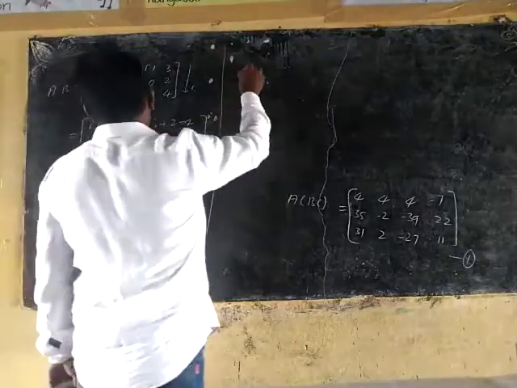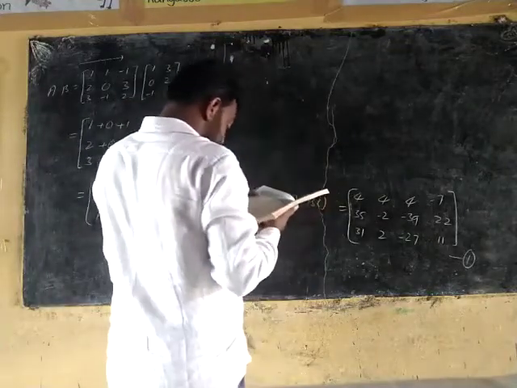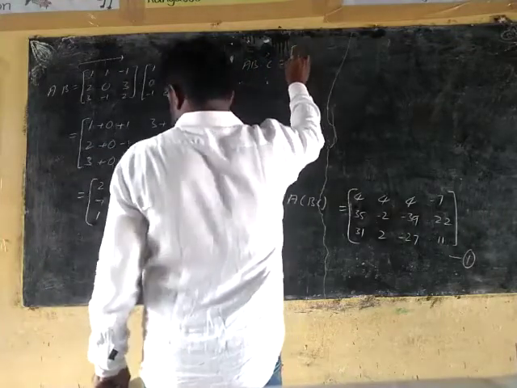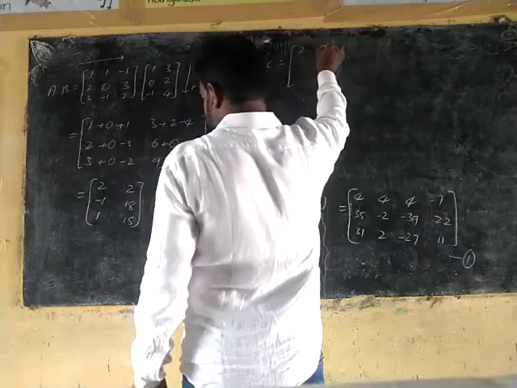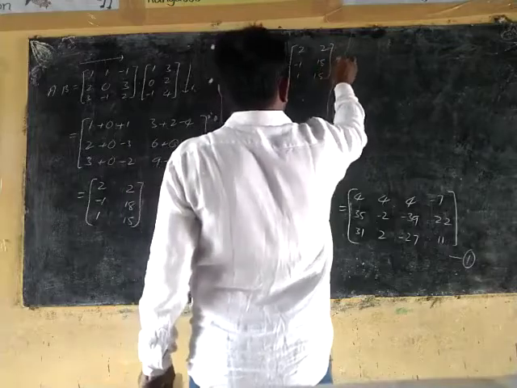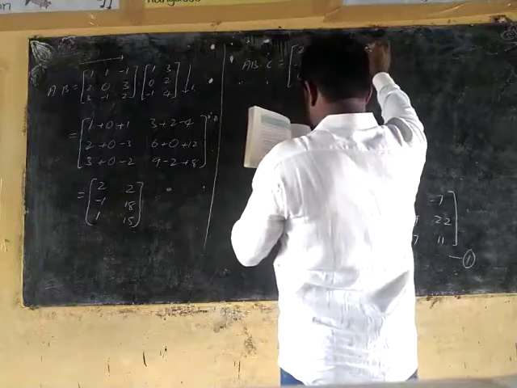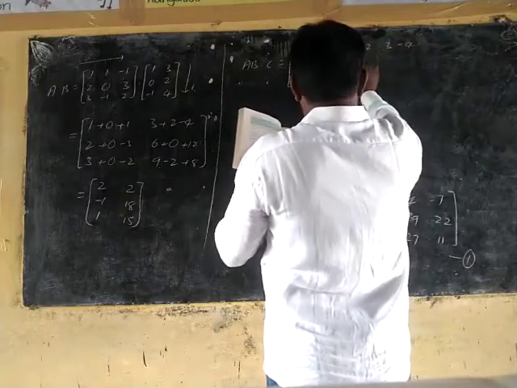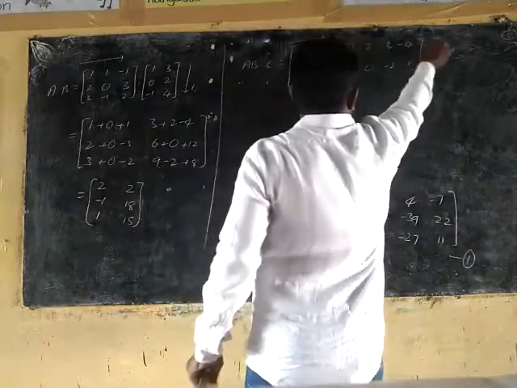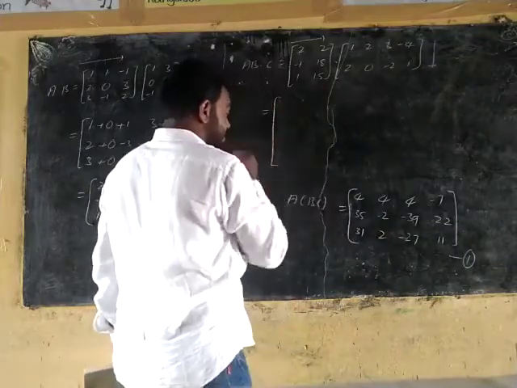Now, what we need to find? AB into C. What is the matrix AB? 2, 2, minus 1, 18, 1, 15. What is the C? Matrix C is 1, 2, 3, minus 4, 2, 0, minus 2, 1. This product is rows into columns. Now you write the matrix.